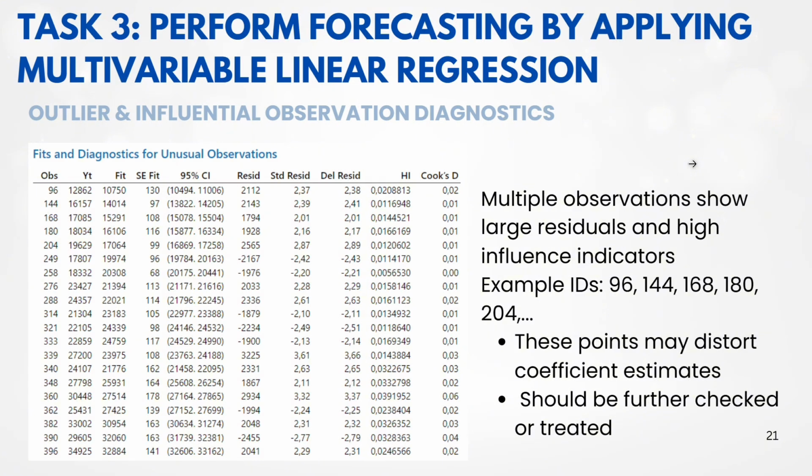Fourth, outlier and influential observations. Several data points show standardized residuals larger than 2 and relatively high leverage or Cook's distance values. These observations are not extremely extreme, but they do exert noticeable influence on the regression line and on the estimated coefficients. If they are left unchecked, they may distort both interpretation and forecasting performance.